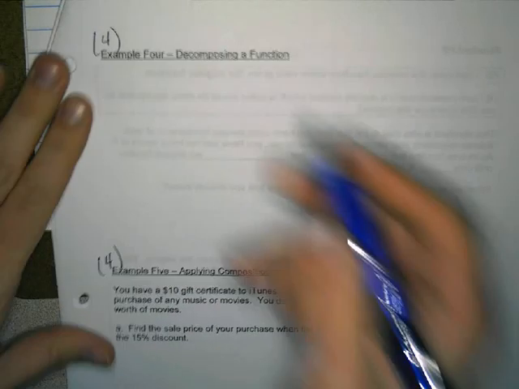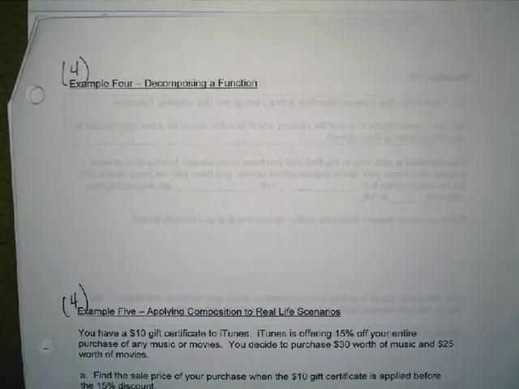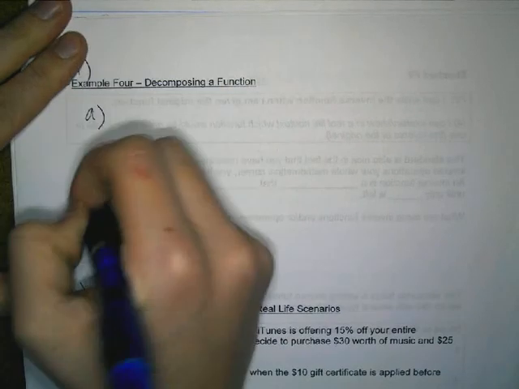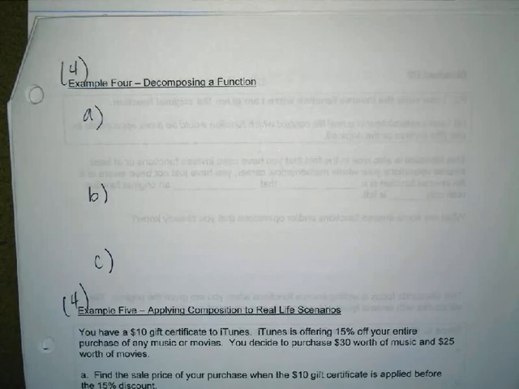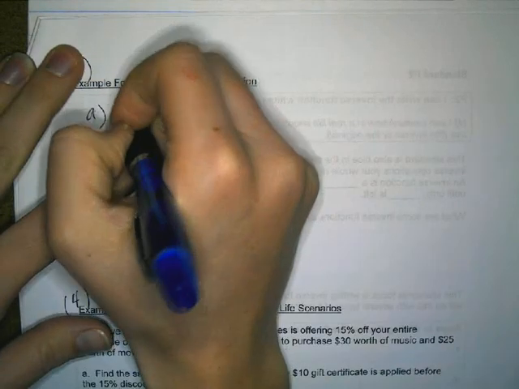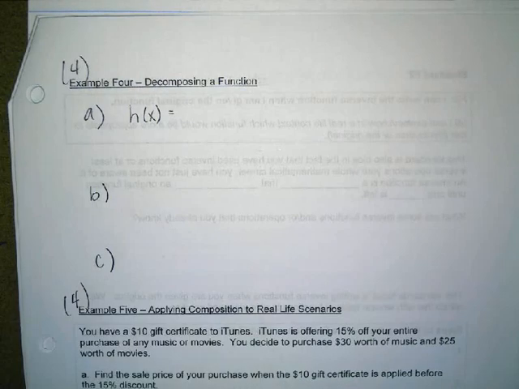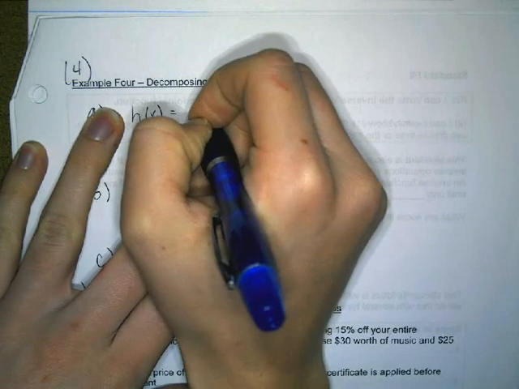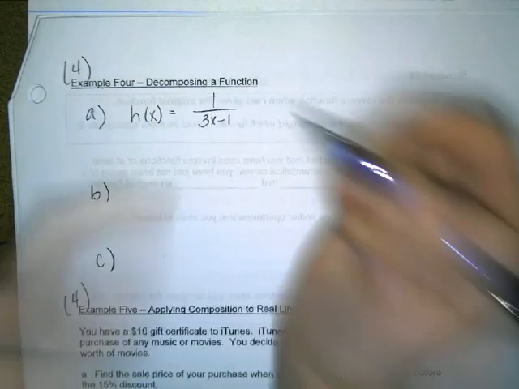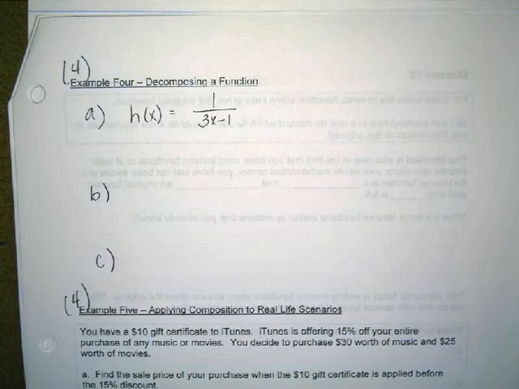Example 4, this is, again, a 4-type problem, but it's working with the compositions that we had yesterday. So I want you to do an A, a B, and a C. We'll get some good practice in your notes on this. The first function that we're going to look at, I'm going to label h of x, and we're going to have 1 over 3x minus 1. Okay, so here's the function we start with.